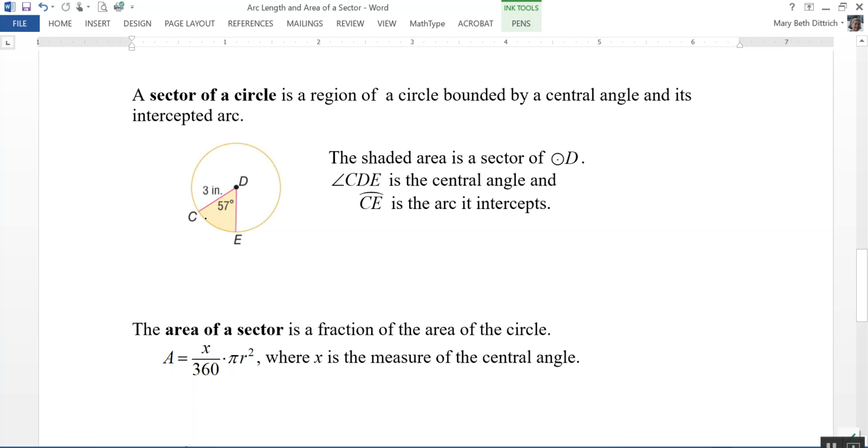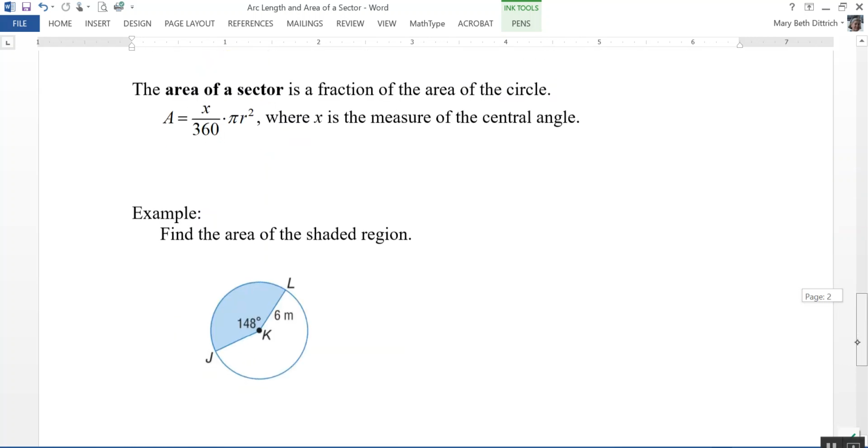To find the area of that sector, we need to realize that that area is a fraction of the area of the entire circle. So to figure out the area of just that slice of pizza, we're going to do x over 360 times pi r squared, where x is the measure of the central angle. So it's the measure of the central angle divided by 360 times the area of the entire circle.